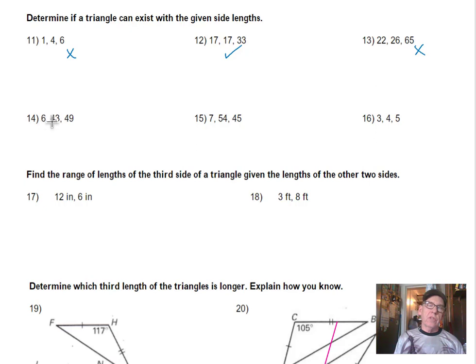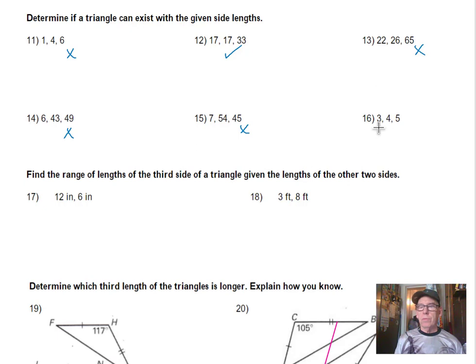Let's look at this one. 6 and 43 is equal to 49. So it's not going to work. It has to be greater than 49. 7 and 54, bigger than 45. 7 and 45 is 52. That's not bigger than 54. It's not going to work.